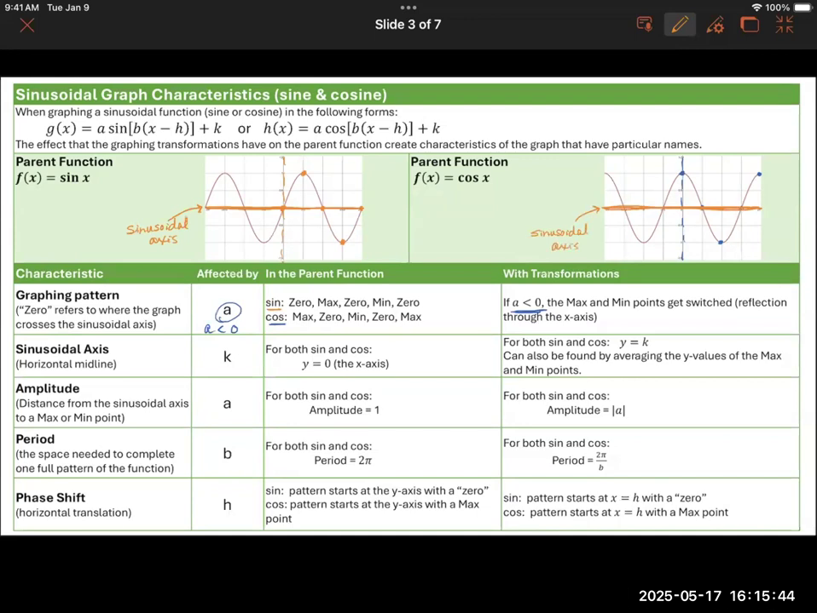The value that could affect that is going to be the k value, because k moves our graph up and down vertically. And so if we are going to be moving the graph up or down, then that horizontal line is going to move, and it's going to end up at y equals k. Whatever that k value is, that's where our sinusoidal axis is going to be.